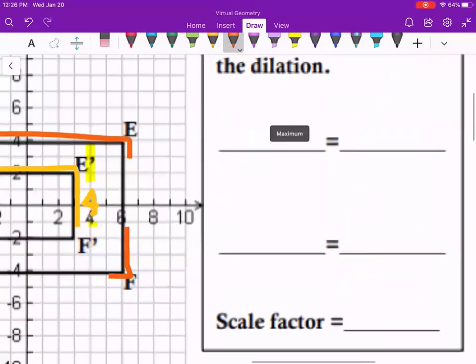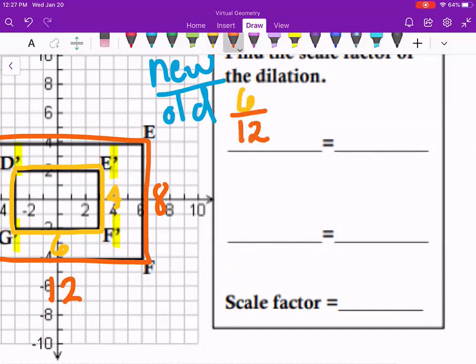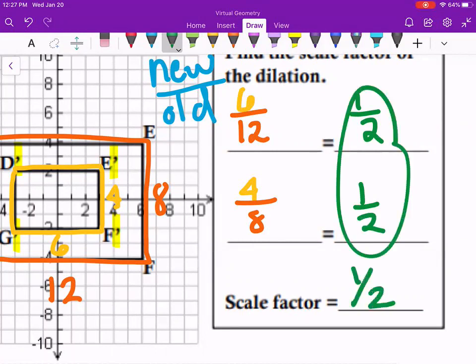So let's use this and make our scale factor. So again, we want new over old. Image over pre-image. All right, so we're going to use both sets of numbers that we found. So I've got 6 from the new over 12 from the old, which becomes 1/2 when it's simplified. Let's see if the same thing happens for the other direction. 4 from the new over 8 from the old for another 1/2. There's my scale factor.